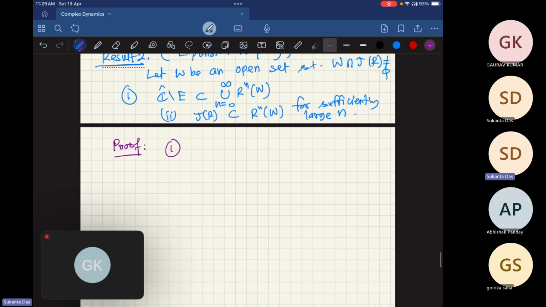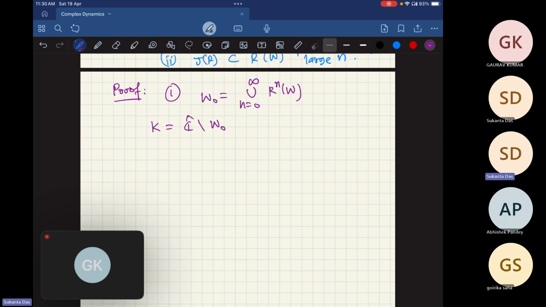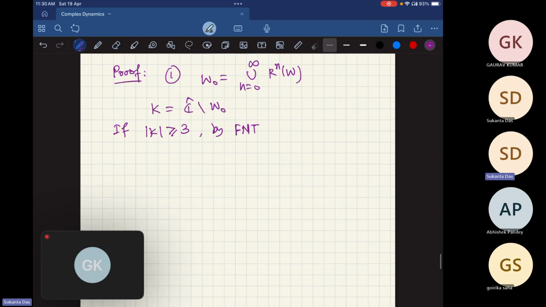Okay, so first of all, you can just take a set, say W naught, which is the union of n equals 0 to infinity R^n W, and you take a set K, which is C hat minus W naught. Now, I want to know what is the cardinality of the set K. If the cardinality is greater than or equal to 3, then by the fundamental normality test, I have mentioned this thing in the first talk.